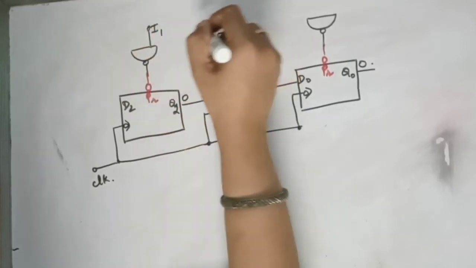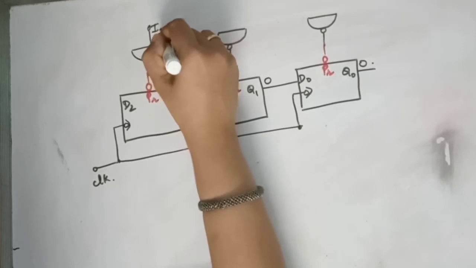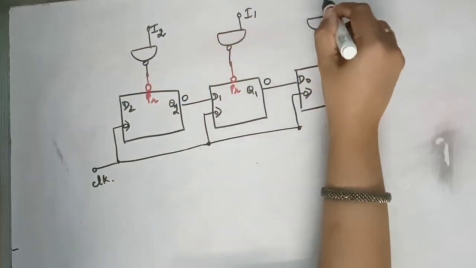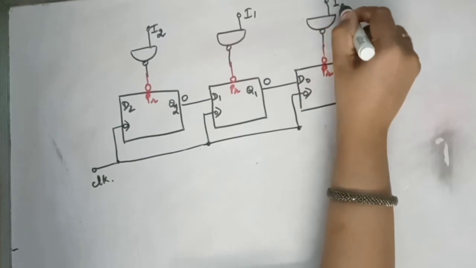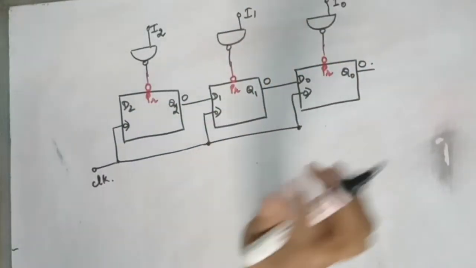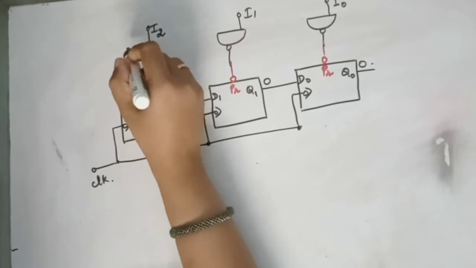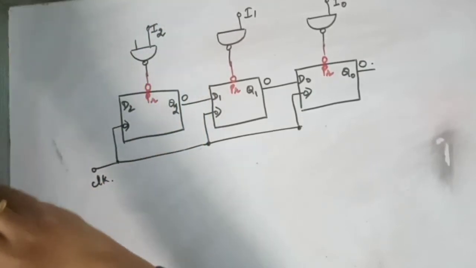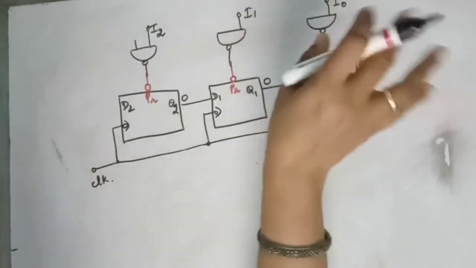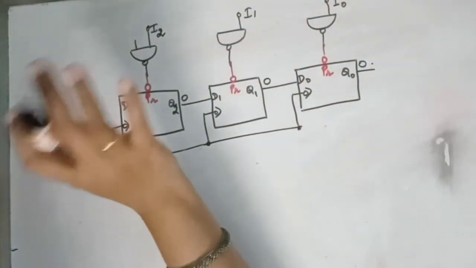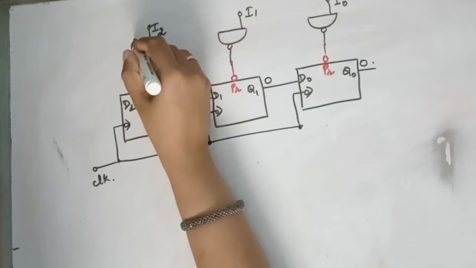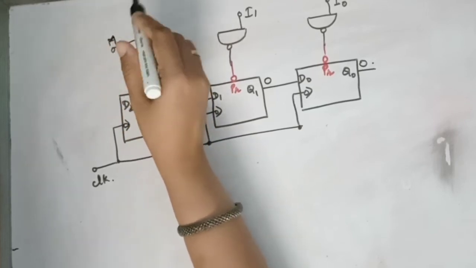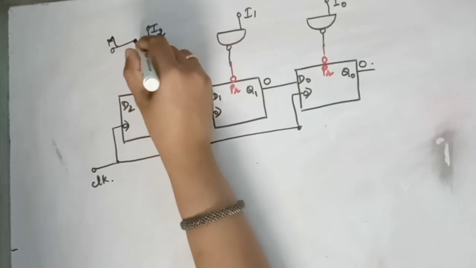Suppose this is I2, this is I1, this is I0. I2, I1, I0 are the parallel inputs. And you are going to keep the mode. Mode means you are going to take the input in parallel, not in series. I'm just naming it as mode, it can be anything.